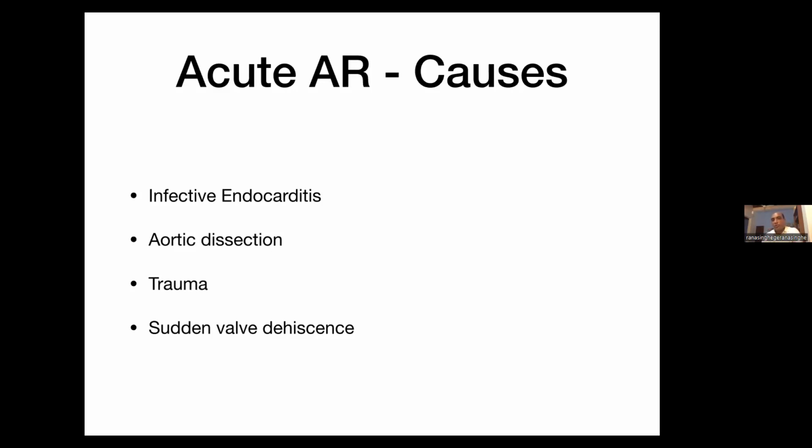And sometimes trauma can be associated with the valve, very rare, but it can happen. And sometimes patients who have had valve replacement, like mechanical aortic valve replacement, can suddenly develop acute AR post-op due to sudden valve dehiscence. So these are, even though rare, something we have to understand, how it happens.